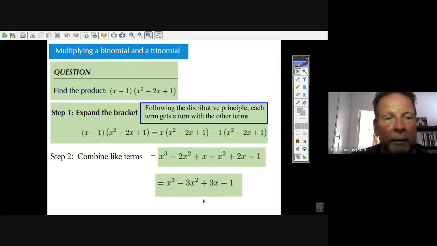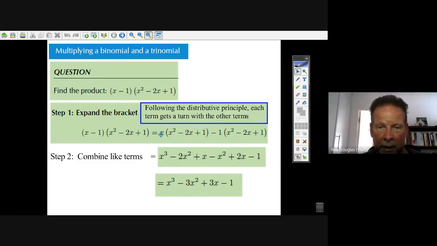Okay, we're going to look at multiplying polynomials, a binomial by a trinomial. Basically, what you do is you follow the distributive principle. If you have (x - 1)(x² - 2x + 1), the x gets multiplied by every single thing in the other bracket. So the x gets multiplied by x², -2x, and 1. And the -1 gets multiplied by all three things.